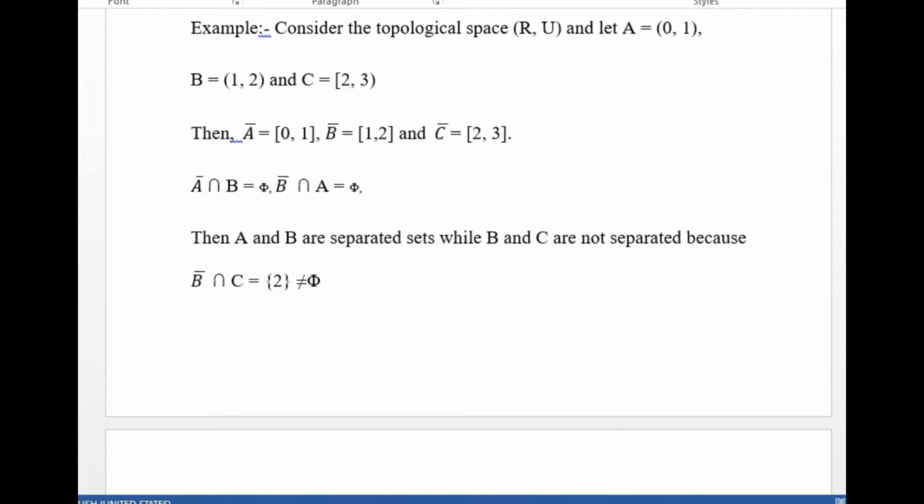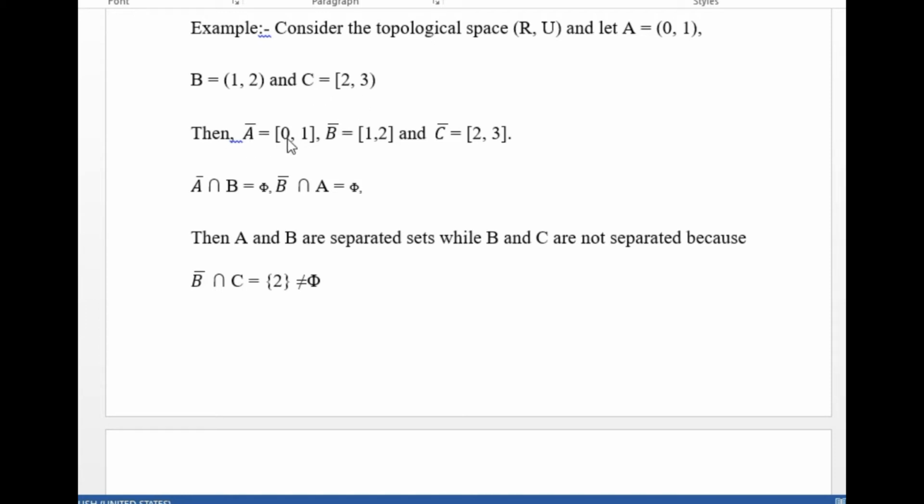Okay. Now come on to the example. We discuss an example of a separated set: which sets are separated, which sets are not separated. So we consider usual topology on the set of real numbers R and take A as the open interval (0, 1), B as the open interval (1, 2) and C as the semi-open interval [2, 3).